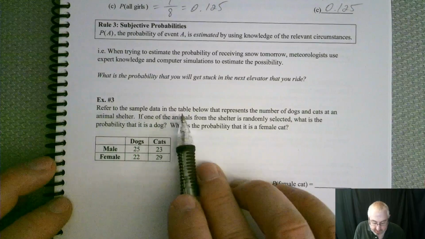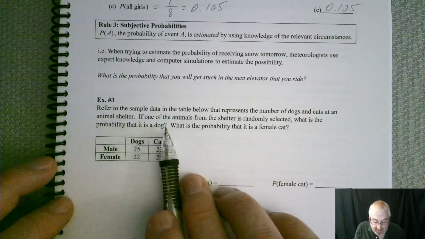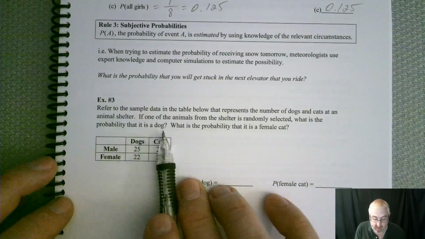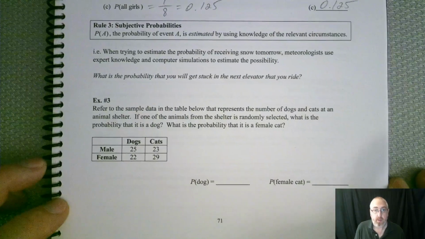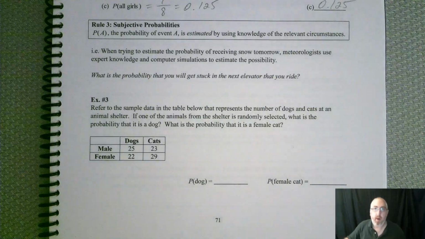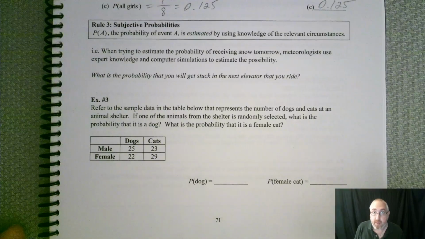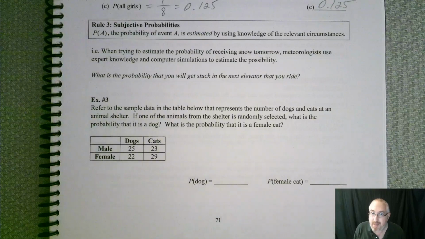Refer to the sample data in the table below that represents the number of dogs and cats at an animal shelter. If one of the animals from the shelter is randomly selected, what is the probability that it is a dog? What is the probability that it is a female cat? So they're taking all the animals and putting them in a big sack, and then you're just drawing one out randomly. It's kind of hard to put all of them in the sack, I know, but that's the idea. Now, where do we start? If we want to create a probability, we've got to know how big the sack is. How big is our sample space?